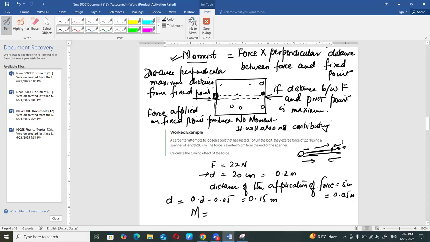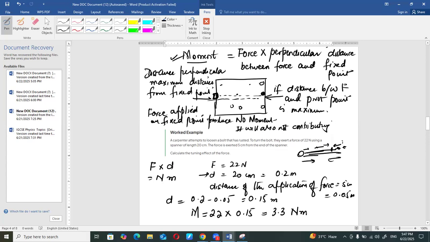Now, what is the moment? M is equal to force, 22, multiplied by 0.15. So the moment is equal to 3.3. Now, the unit we didn't discuss. Force into perpendicular distance, right? Force unit is newtons, distance unit is meters. So the unit will be Newton meter. So this is the unit of moment.